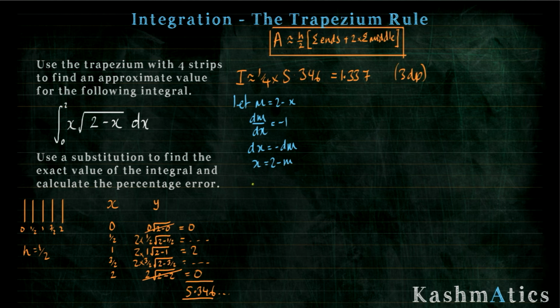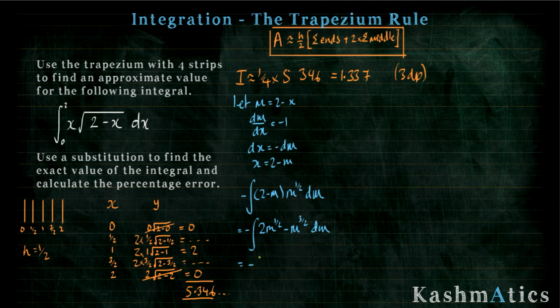So my integral is going to become, I'm not going to worry about the limits just yet, x is going to be 2 take away m, and then I've got the square root of 2 minus x, which would be the square root of m, and I'm going to write that as m to the power of half, and dx becomes minus dm, but I'll just put the minus that side of the integral, which is fine. Okay, so that's my integral, and I'm just going to expand these brackets here, so I'll get 2m to the power of half, take away m to the power 3 over 2 dm.